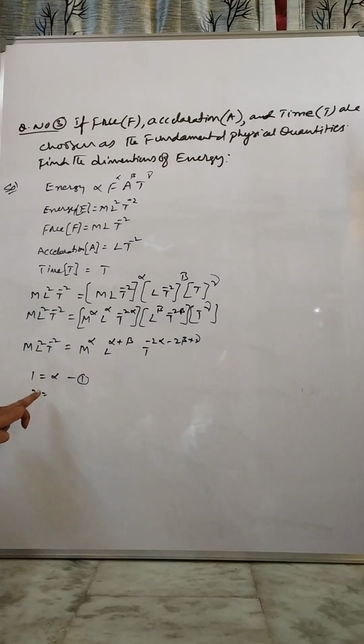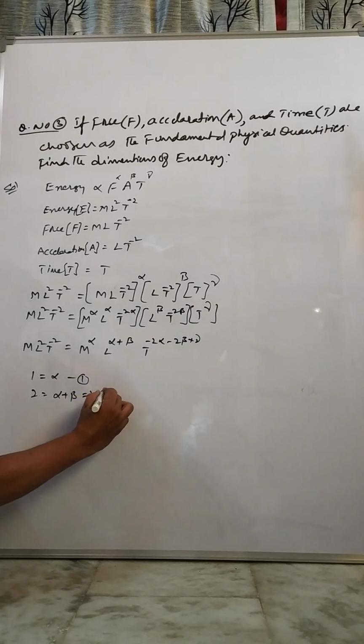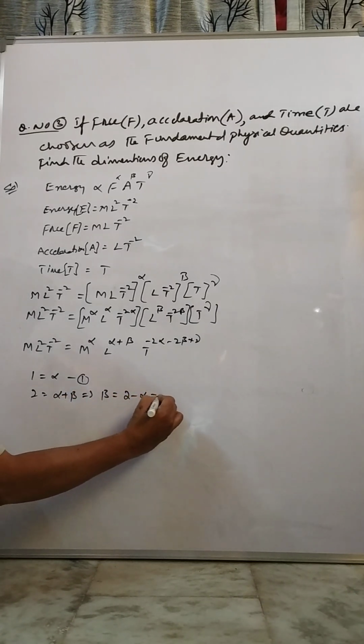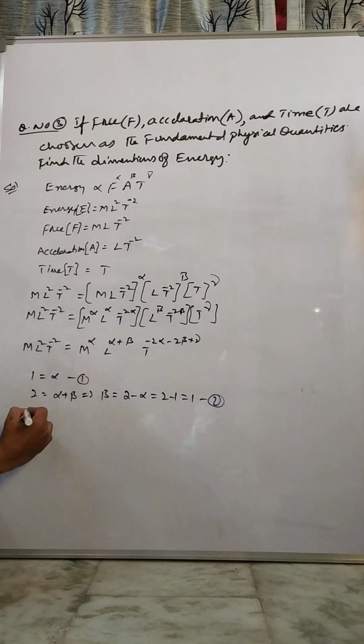Okay, next compare powers of length on both sides. L power 2 is there, that means 2 is there. On LHS, alpha plus beta is there. So from this one you can directly get the value of beta. So beta is equal to what? 2 minus alpha, that means 2 minus 1 is equal to what? This is equation 2. Next, third equation, time.